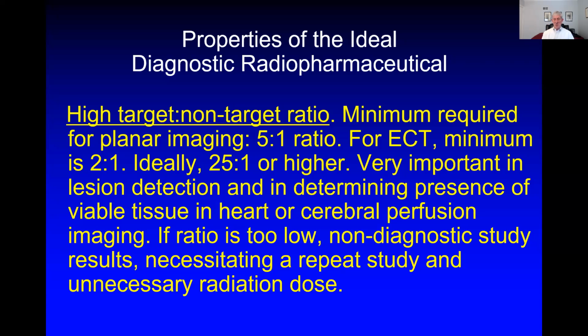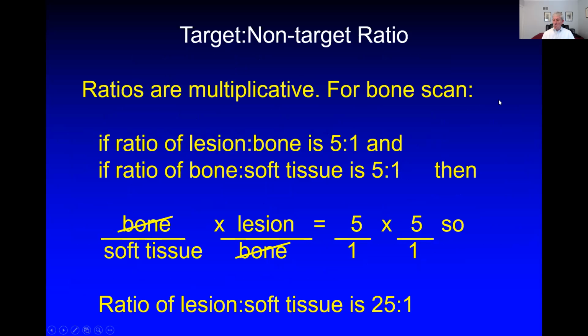But where are the lesions? Are they on the bone or in the soft tissue? Oh, they're on the bone. And so we also need a lesion to bone ratio of 5:1. Remember, we want a 5:1 ratio of bone to soft tissue. We want a 5:1 ratio of lesion to bone. And if we have both of those, look what happens when we multiply them. If the bone to soft tissue ratio is 5:1 and the lesion to bone ratio is 5:1, and we multiply them, this gives us a lesion to soft tissue ratio of 25:1.